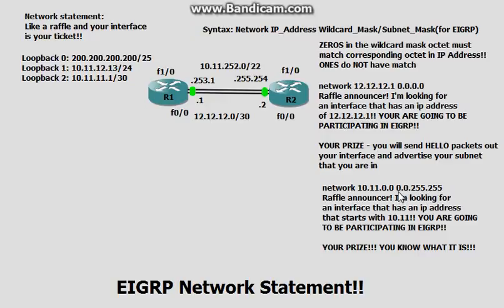Now, all zeros, the corresponding octet and the IP address must match. So basically, the raffle announcer is saying, I'm looking for an interface, any interface on this router that has an IP address that starts with 10.11. You are going to be participating in EIGRP, and you know what your prize is. So let's look at R1.